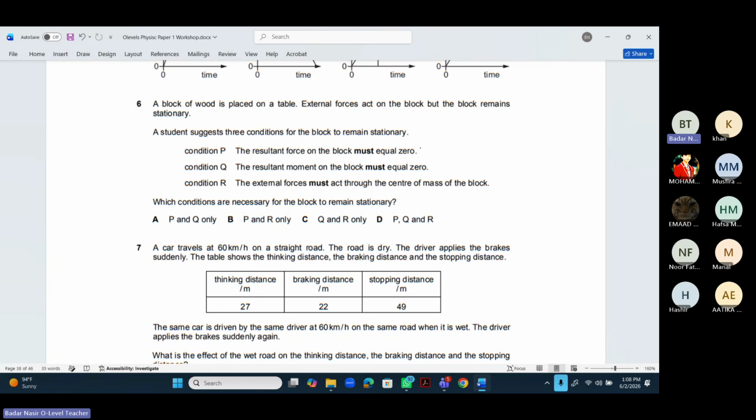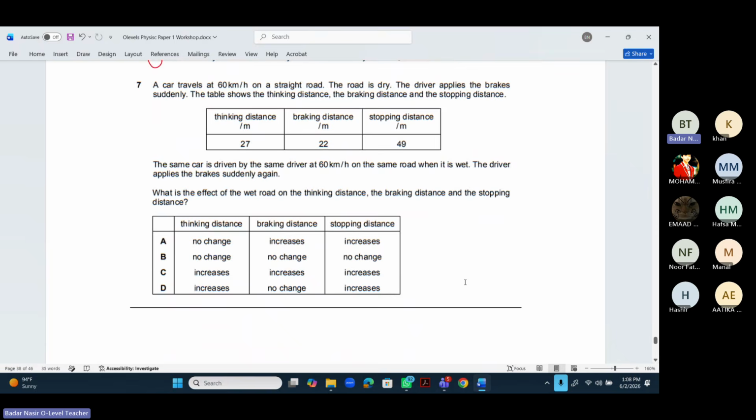So this is true. The resultant moment on the block must equal 0. This is also true. The external force must act through the center of mass of the block. So this is not necessary. So sixth, the answer is A.